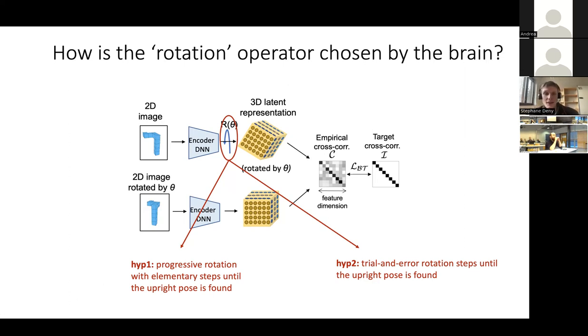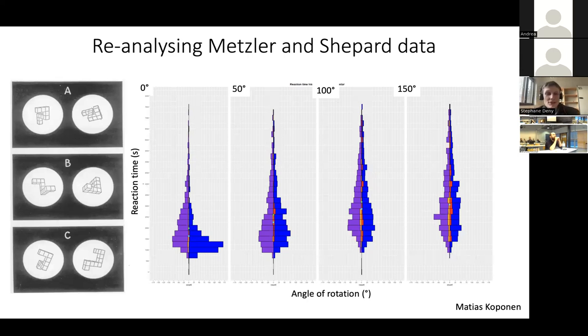So we went back to the data from the experiment of Metzler and Shepard. This is the original experiment where they're comparing the shapes. Since this experiment, another team has actually reproduced this data and made it available in open access. So we could just take that data from them and reanalyze it. And what we did is that instead of simply plotting the average as a function of rotation angle, we plotted the distribution of reaction times.